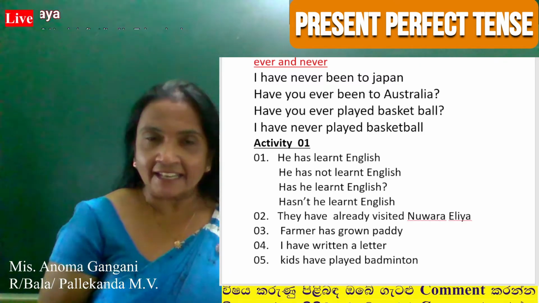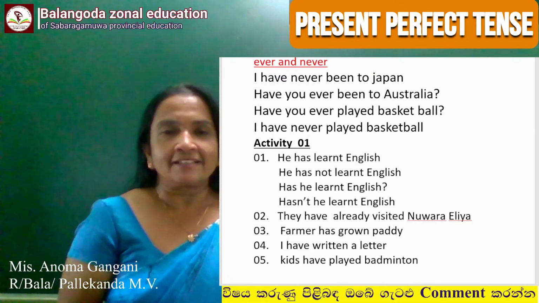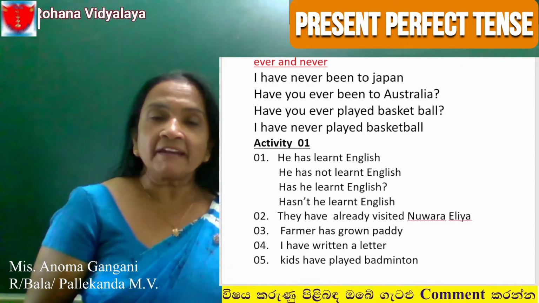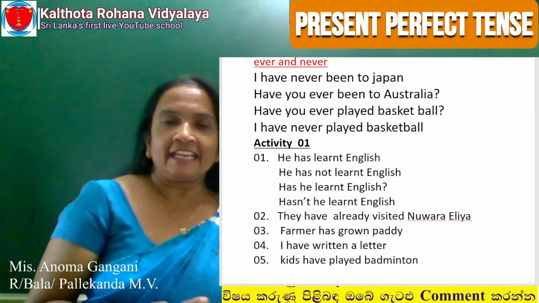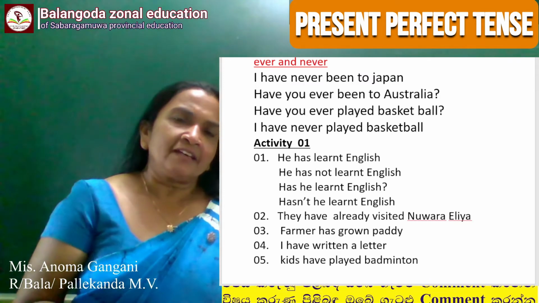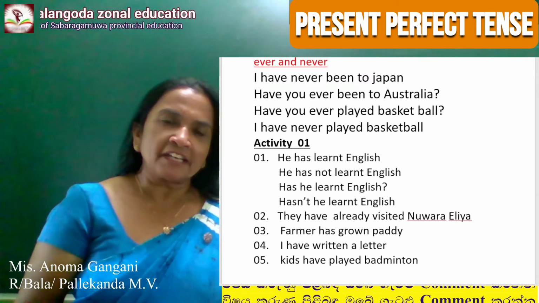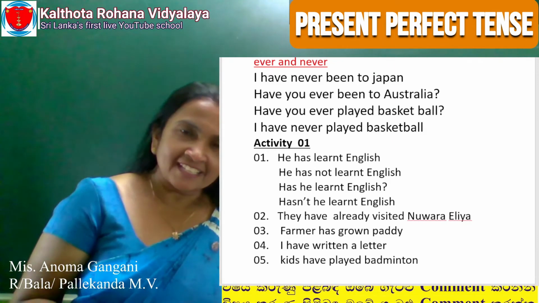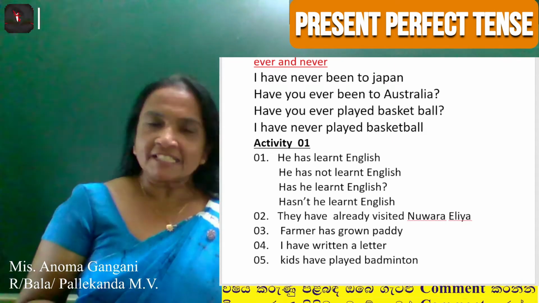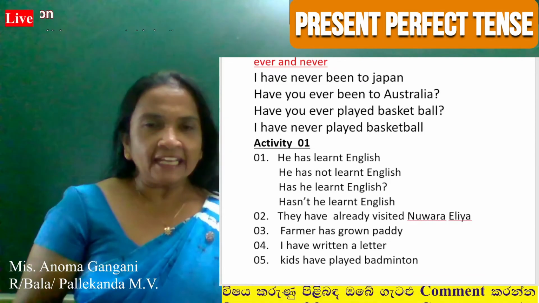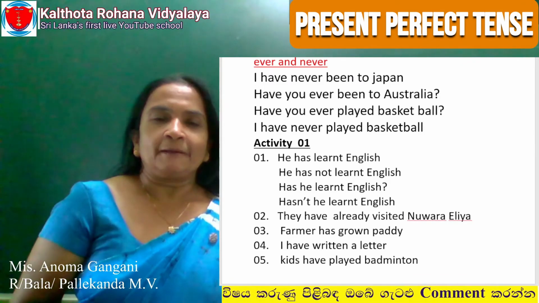Did you understand? Did you follow that one? Yes. Next, jump to the next one. They have already visited Nuwara. Here, negative one. How do we write it? They have not already visited Nuwara.